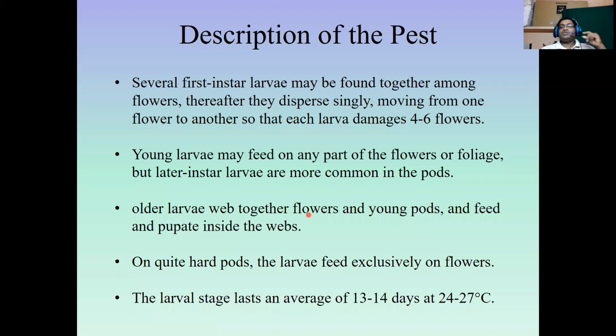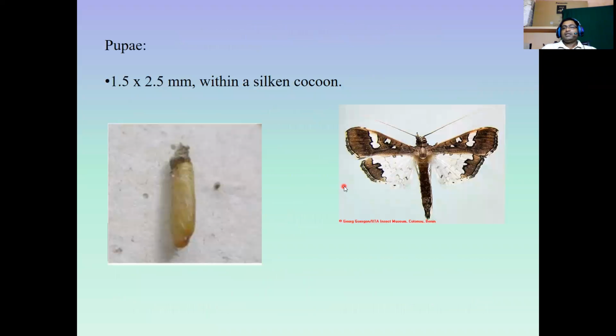The behavior of this larva is making the web with young pods and flowers, and inside this web it will pupate, right? On quite hard pods, larvae feed exclusively on flowers. If they are hard pods, the larvae feed on the flowers. The larval stage is 13 to 14 days under optimum environmental temperature.